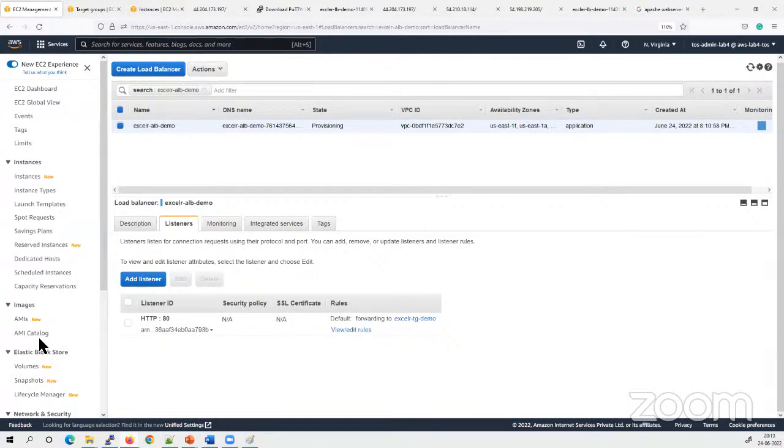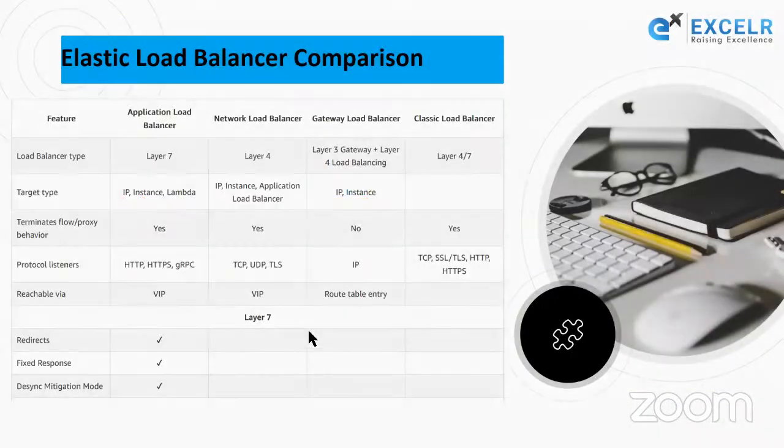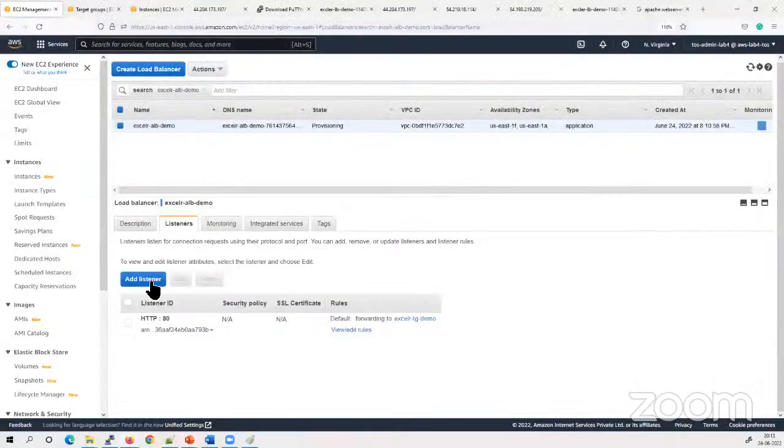Now, I told you earlier, in this PPT, that with our load balancer, we can have multiple target groups and have multiple health checks and listeners. So that is evident from this screen. You can see there is one listener which is added. You can add multiple listeners and so on.